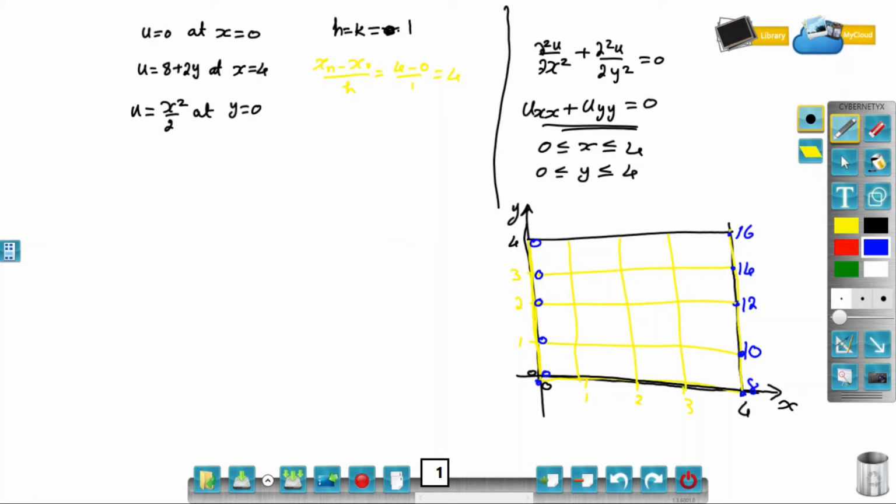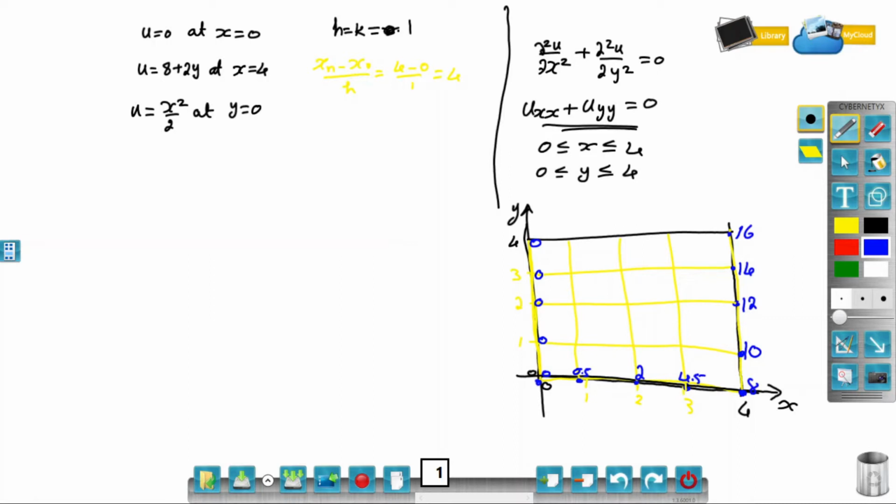Then what about this point? Here y equal to x equal to 1. So u equal to 1 square by 2, that is 0.5. Then what about this point? x equal to 2. That is 2 square by 2, that is 2. What about this point? x equal to 3. So what about u? 3 square by 2, that is 4.5. Now what about this point? This point is x equal to 4. So what about u? 4 square by 2, that is 8.